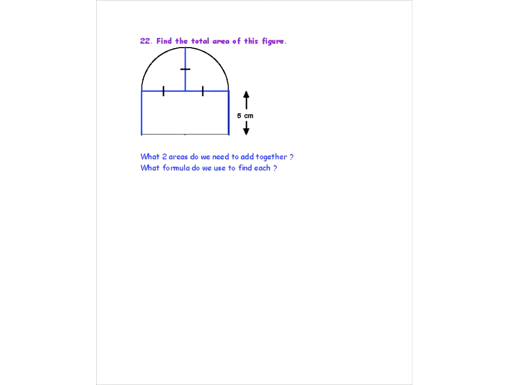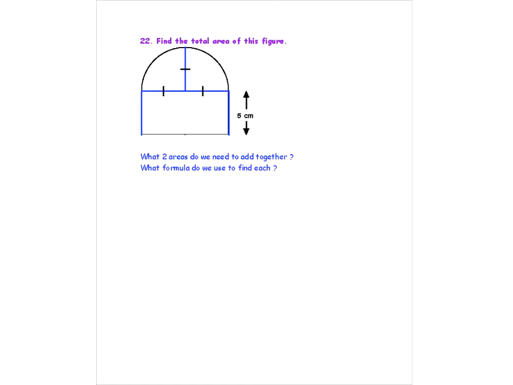All right. So here's another question. Find the total area of this figure. Well, we can see we have two areas, two shapes together. So what two areas do we have to add together? And what formula are we going to use to find each one of the areas? Okay, just something to think about.